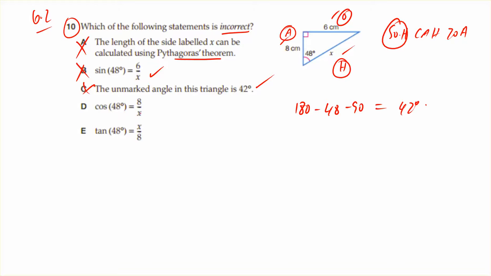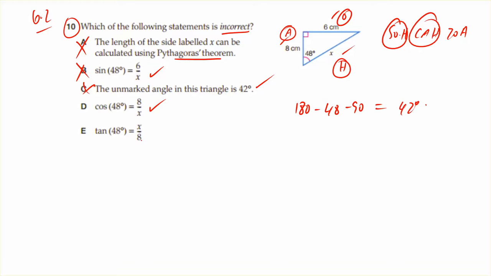Cosine of 48 is 8 on x. So CAH is adjacent over hypotenuse. Adjacent is 8 divided by hypotenuse, which was x. That's correct, because cos of 48 equals 8 on x.